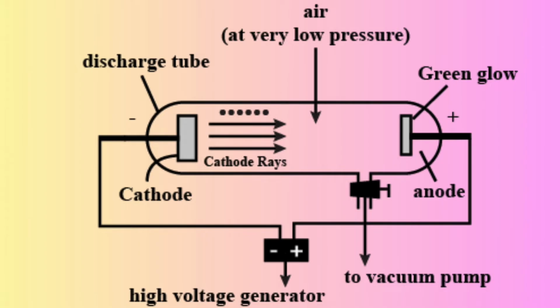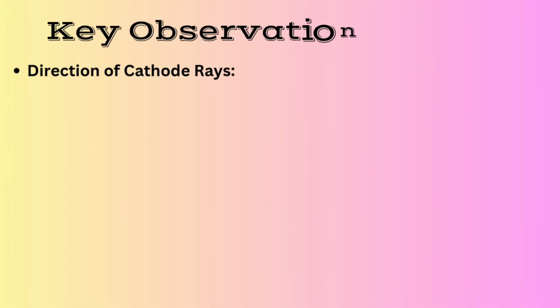At the end of the cathode ray tube opposite the cathode, there is a screen coated with a phosphorescent material, such as zinc sulfide. This screen emits light when struck by the cathode rays, making the path of the rays visible. The key observations of this experiment were: direction of cathode rays.